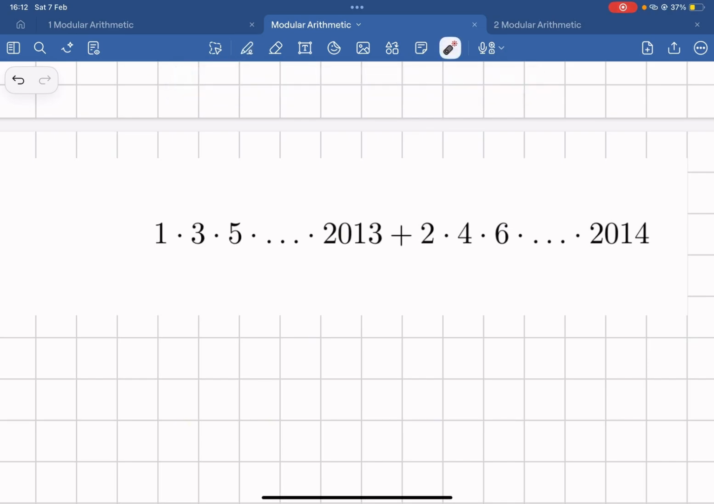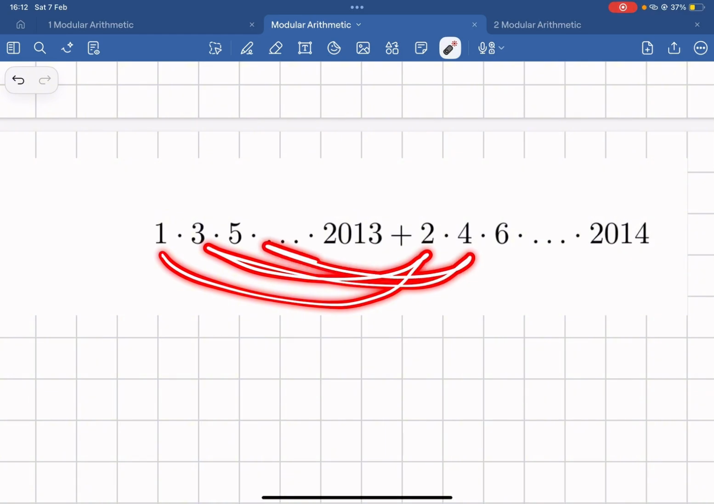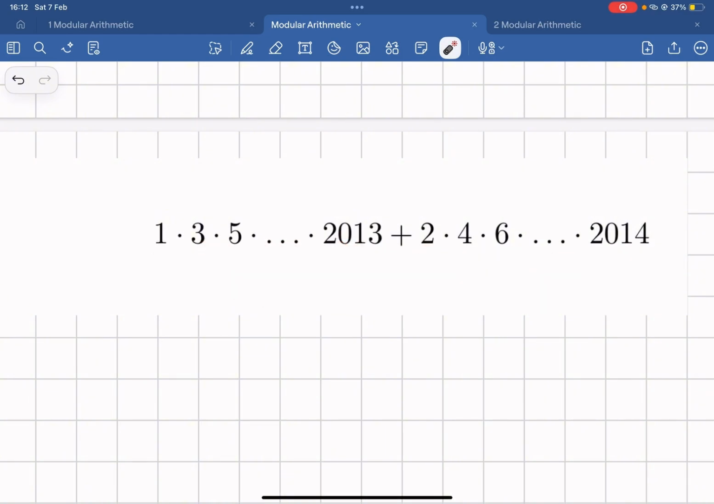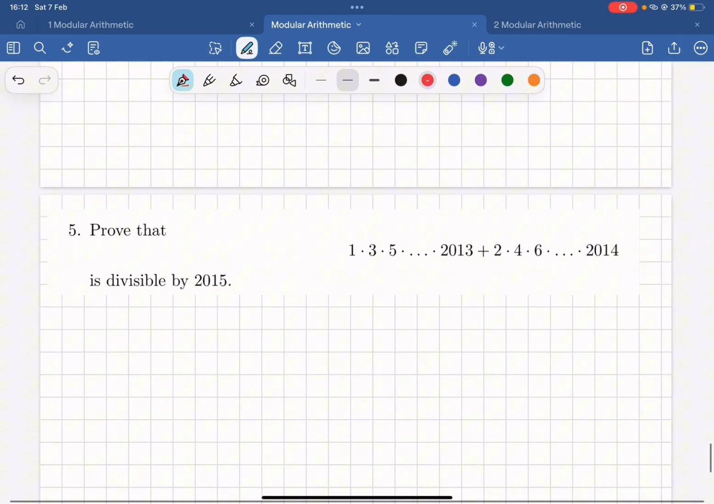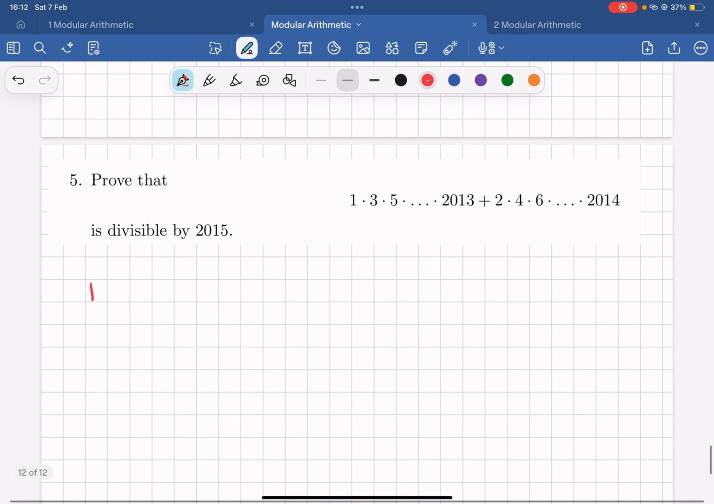multiplied by each other. So notice how you have 1, then the next one there, 3, 4, 5, 6, 7, 8, and so on. So essentially in this expression we've got all the numbers 1 to 2014 but split by odd and even. So we need to work in mod 2015. So let's see this.